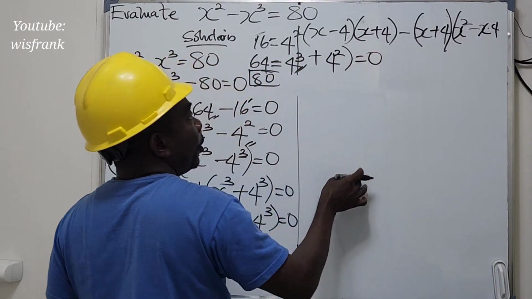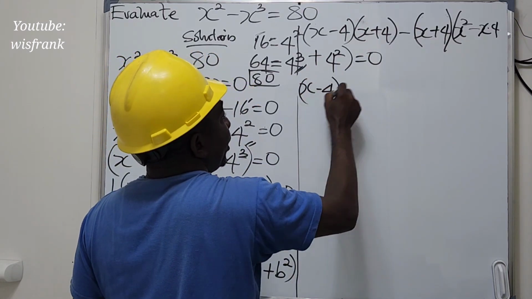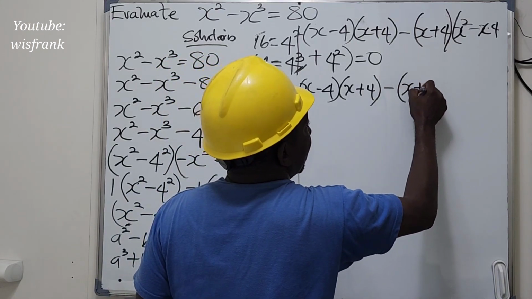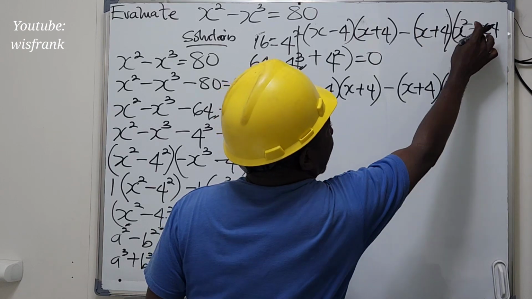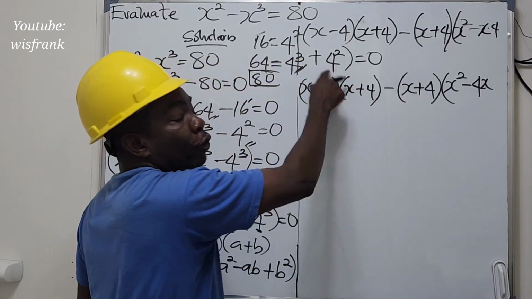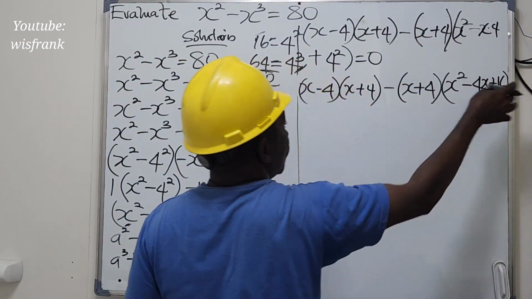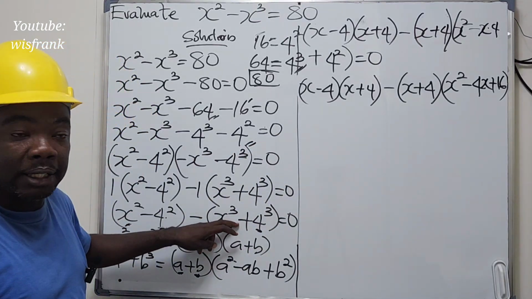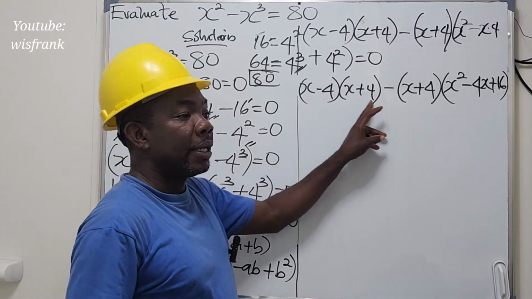All equals to 0. We can further rewrite this as x minus 4, then into x plus 4, then minus into x plus 4, then into x to the power of 2, then minus 4x, then plus 4 to the power of 2, which is plus 16, all equals to 0. So this is what we have. The whole of these two parentheses, difference of 2 squares and addition of 2 cubes, gives us this.